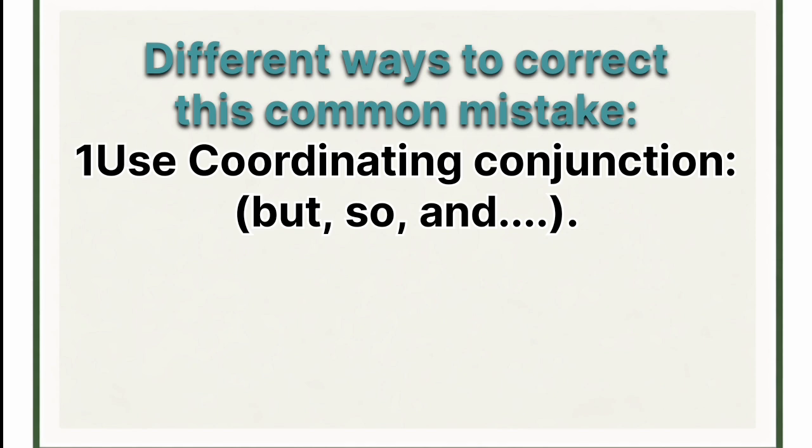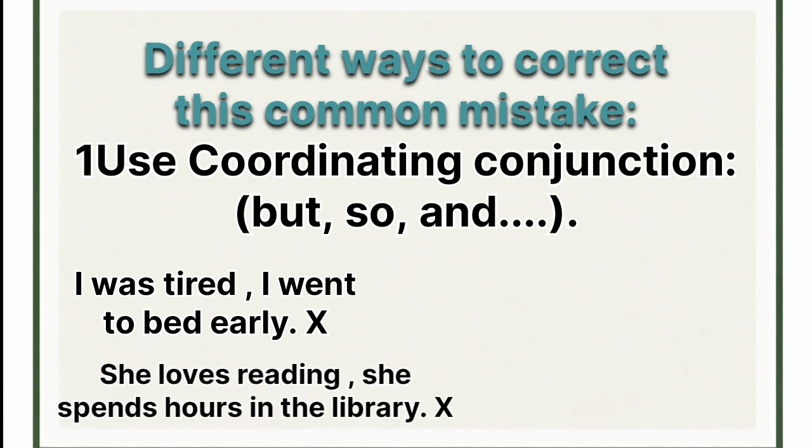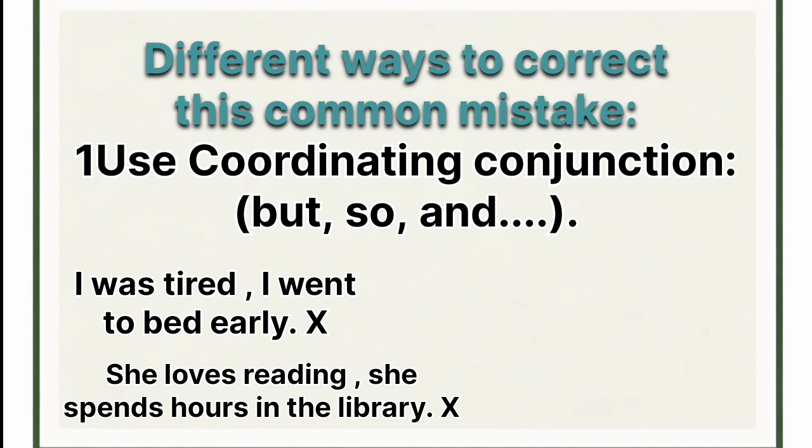So we have two examples, which are: I was tired, comma, I went to bed early. The next one: she loves reading, comma, she spends hours in the library. So we know that these two sentences are incorrect, and we know the reason. So we can simply correct them using the coherent coordinating conjunction.